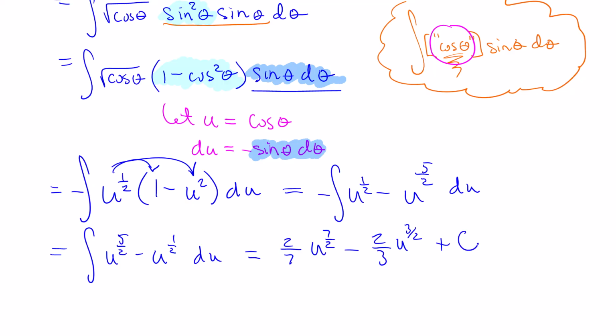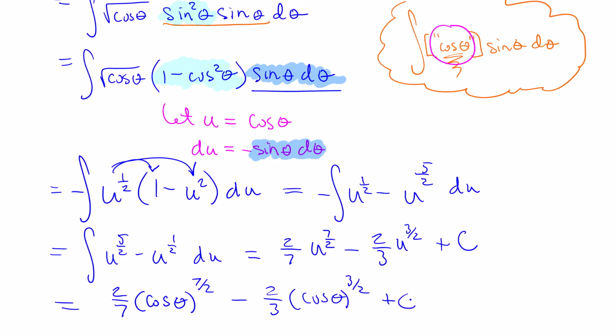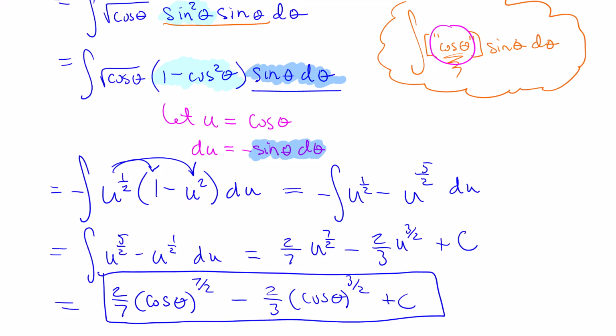But we don't want to leave u in this problem because there was a substitution. So we'll go back and replace that to end up with 2/7 times cosine theta to the 7/2, minus 2/3 times, same replacement here, cosine theta, this time to the 3/2, and then plus c. We need our constant for this indefinite integral. Okay, and there's our result.